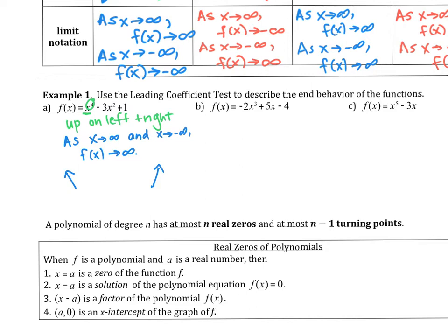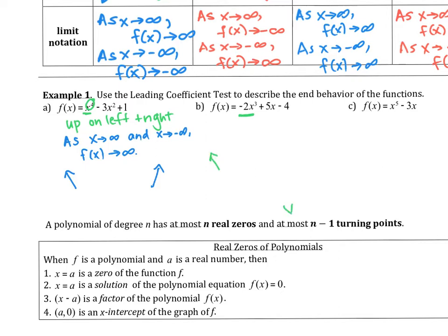Okay, so for B, again, I'm only looking at the leading term of the polynomial function, which is the highest degree. So this has a degree of 3, which is an odd number. So this is an odd function, and the coefficient is negative. So I'm thinking this is going to go up on the left, down on the right.